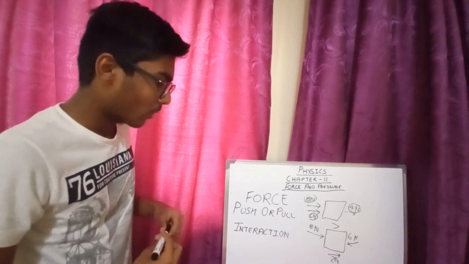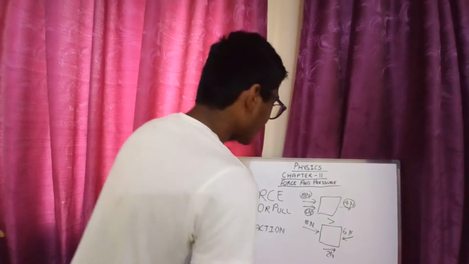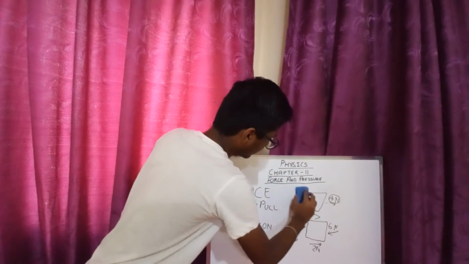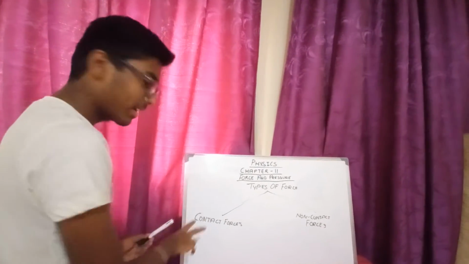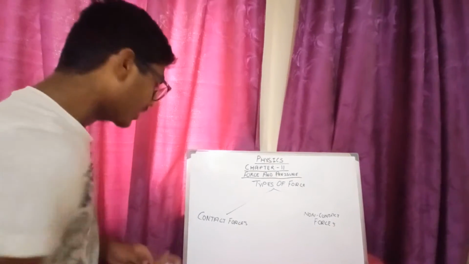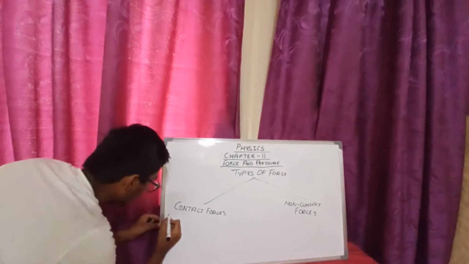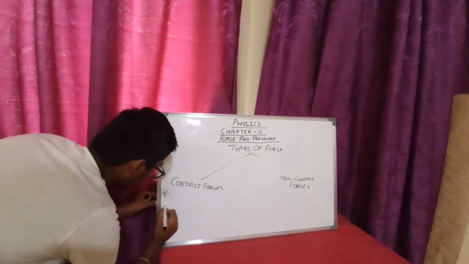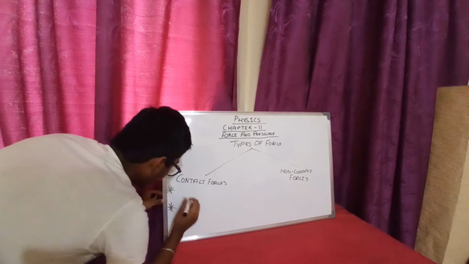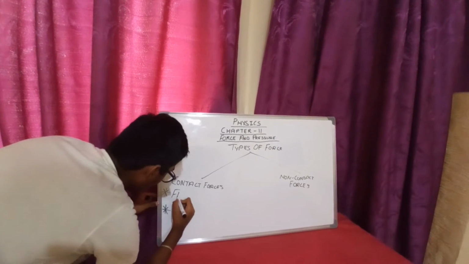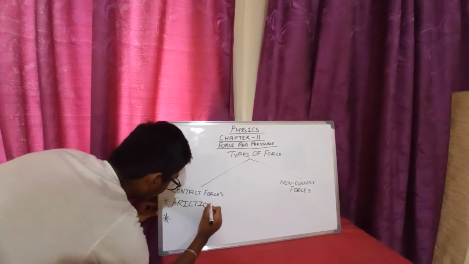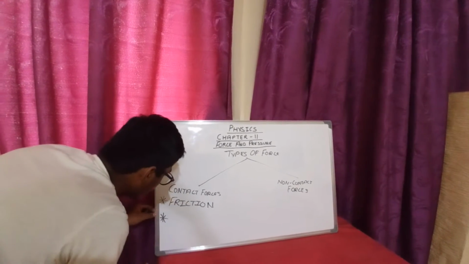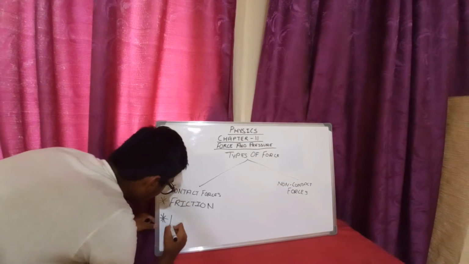Okay, now we'll be going into the types of force. There are two types of force: contact force and non-contact force. In contact force, there are two types of forces given in the book. The first one is friction, and the other one is muscular.